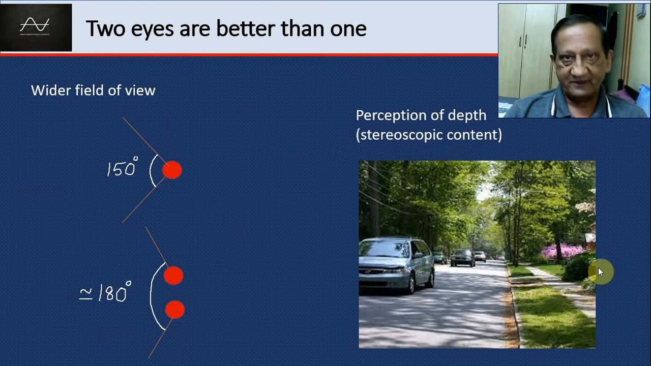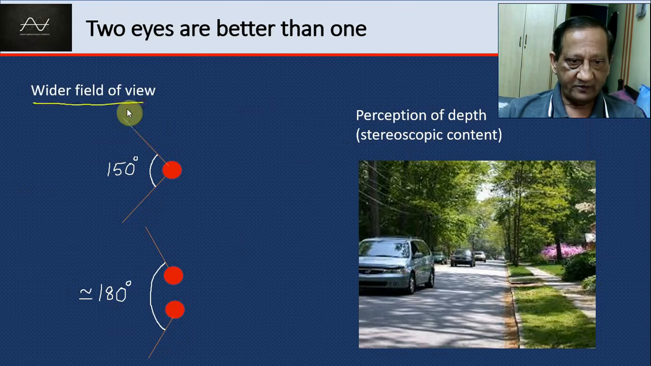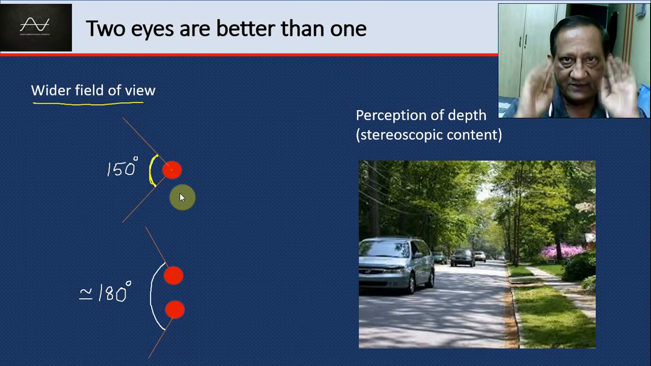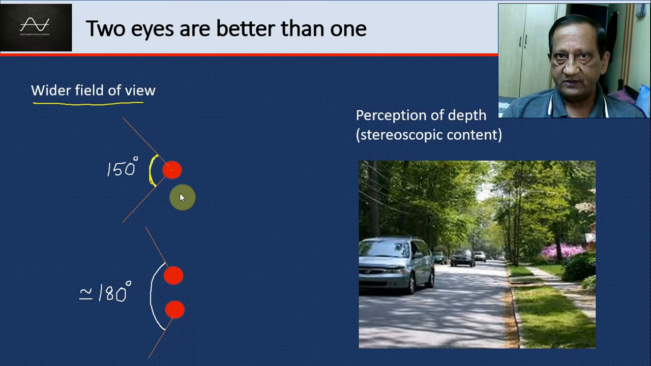Two eyes are better than one. Human beings, animals, birds, all of them have two eyes. There are two reasons for that. One is we get a wider field of view. With one eye, we'll get a field of view of 150 degrees. Like you're looking straight at something, but you have an idea from the corner of your eye what is going on here, what is going on here. And that angle is 150 degrees with one eye. But with two eyes, that angle becomes nearly 180 degrees. You can make out what is happening here without turning your eye that side. So wider field of view is one.